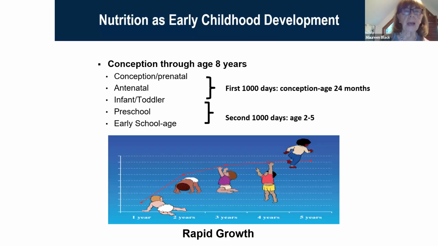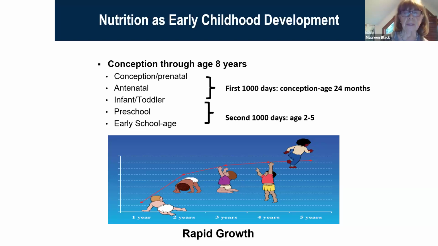Okay, we're going to talk about the commonalities between nutrition and early development. You can see we're looking at ages conception through 8 years. So the first 1,000 days goes from conception to age 24 months. That's 9 months during the prenatal time, and then 24 months to age 2. Together, that's 33 months. And if you multiply that by 30, you have 1,000.